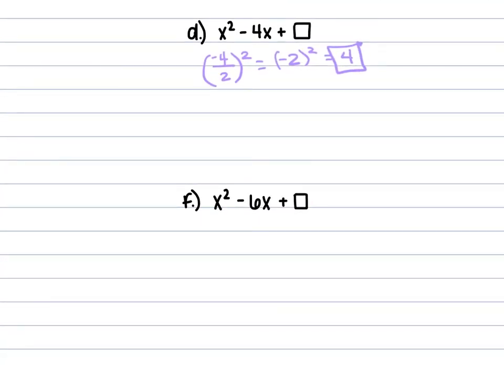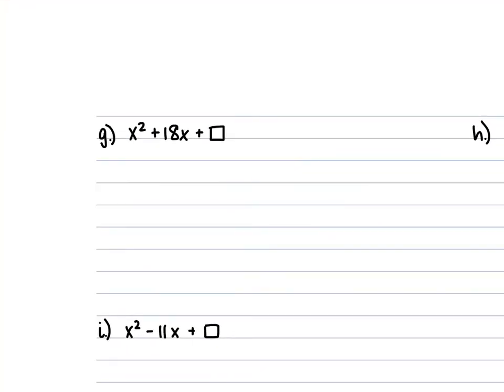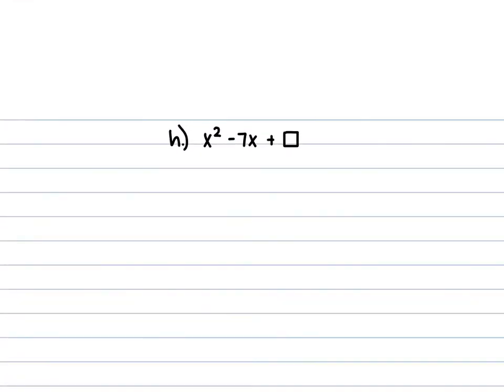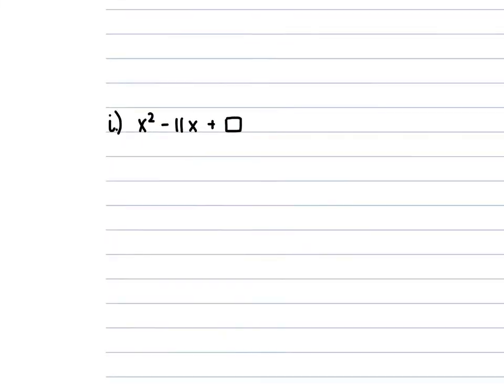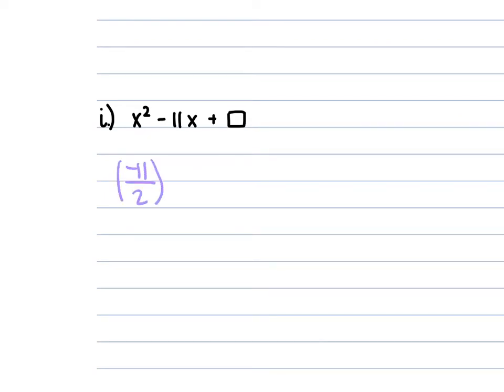For f, we have negative 6. Negative 6 goes over 2. And then we square that once we simplify it, so that's negative 3 squared, which is 9. For g, our b is 18, so 18 over 2 is going to get squared. 18 over 2 is 9. 9 squared is 81. For h, we have negative 7, so negative 7 over 2 squared is 49 over 4. And then we have negative 11. So negative 11 over 2 squared is 121 over 4.